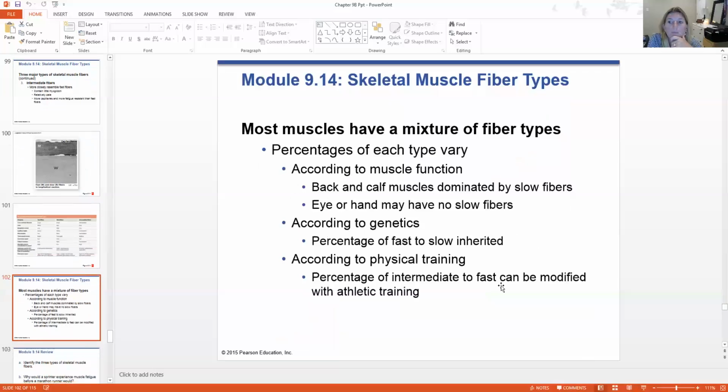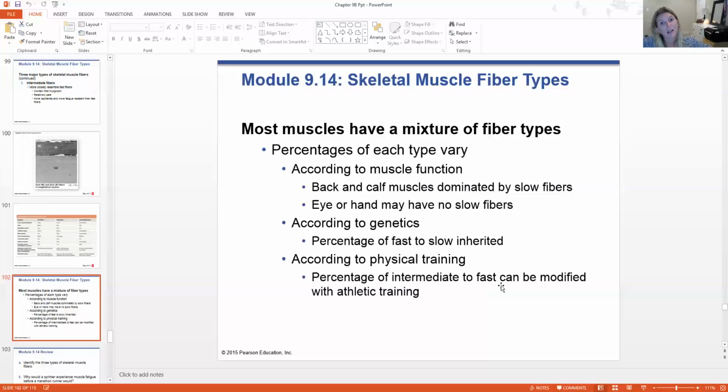Let's talk about how most muscles have a mix of these fibers. So the percentages of each type are obviously going to vary according to the muscle. Your back muscles, your calf muscles, mostly slow fibers, right? Your back is extended all day long. If you're sitting upright, if you're standing, your back muscles are contracting to keep your torso extended. So they have to be slow muscles in order for them not to fatigue.